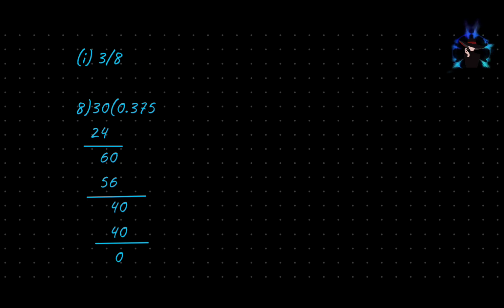60. So does 60 come in the 8 table? No. 7 8s are 56. 56 comes as 7. 8 7s are 56. Again, 60 minus 56, 4 remaining. You already have a point here. Let's add 0. 8 5s are 40. 40 minus 40, 0. It ends at 0.375. When we got 0, it ends. So there is no continuation. So the result is a terminating decimal.